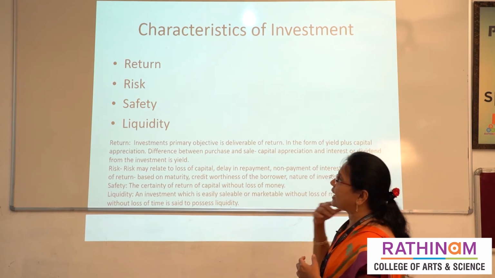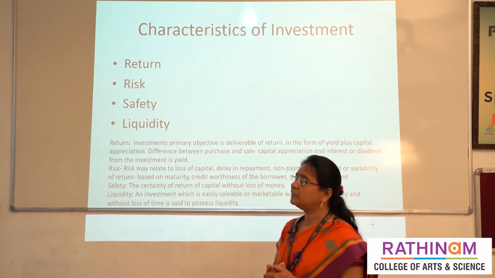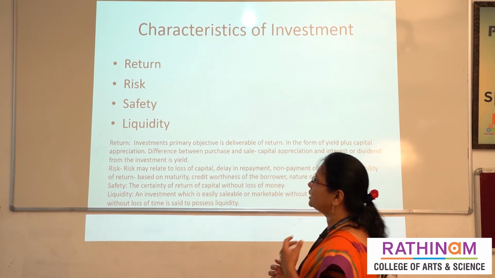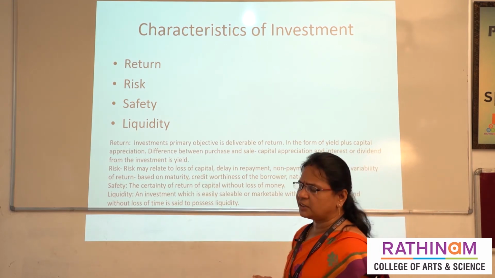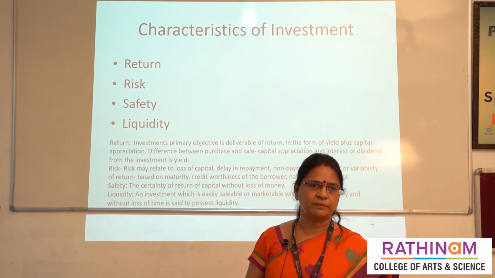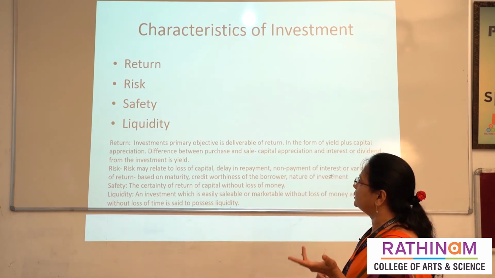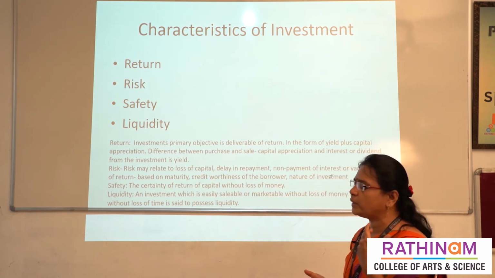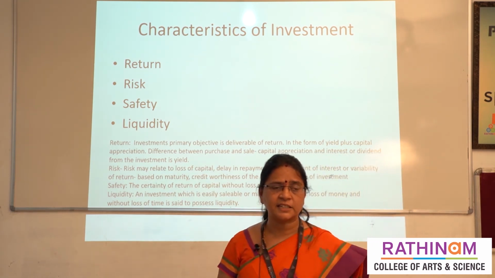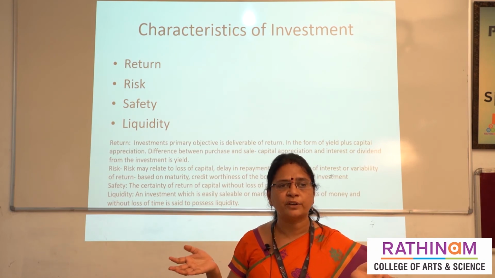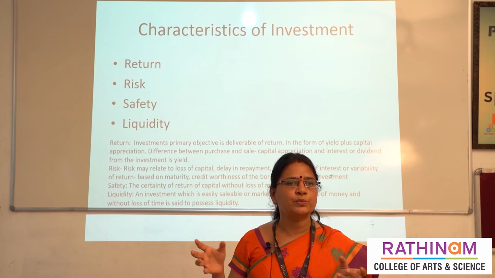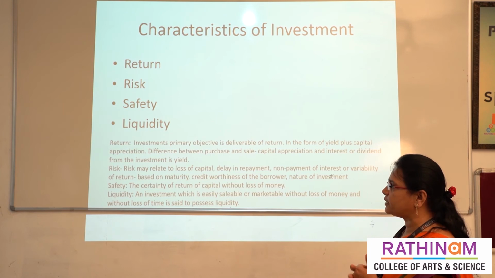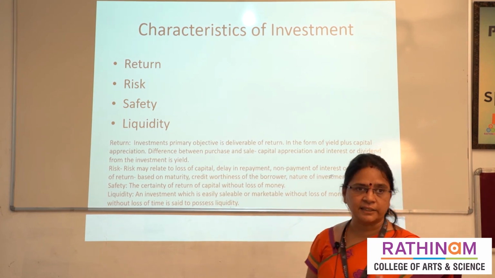So what are the characteristics of investments? Before I enter, I need to know what my return is, what the risk involved is, and what the safety and liquidity are. If I talk about return, it is the primary objective of any investment; we need to get returns. The returns can be in the form of capital appreciation. What is capital appreciation? You purchase an asset and you sell an asset. The difference, the profit you gain or the loss, between purchase and sale, we call capital appreciation. This capital appreciation and the interest we term as the return we get.